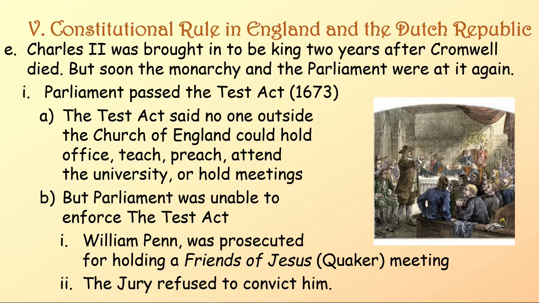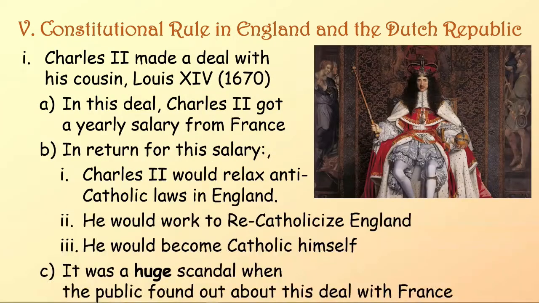And Charles II was brought in to be the king 2 years after Cromwell died. But soon the monarchy and the parliament were added again. And Parliament passed the Test Act in 1673. And the Test Act said that no one outside the Church of England could hold office, teach, preach, attend the university, or hold meetings. But Parliament was unable to actually enforce the Test Act. For example, William Penn was prosecuted for holding a Friends of Jesus, that's a Quaker meeting. The jury refused to even convict him.